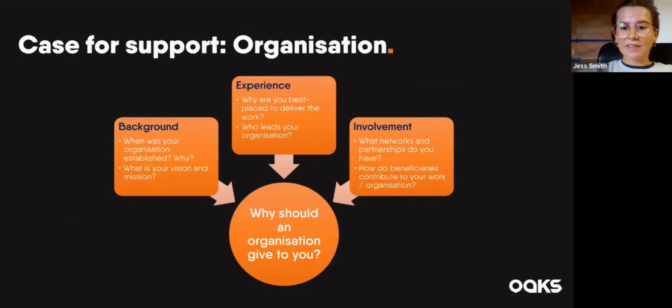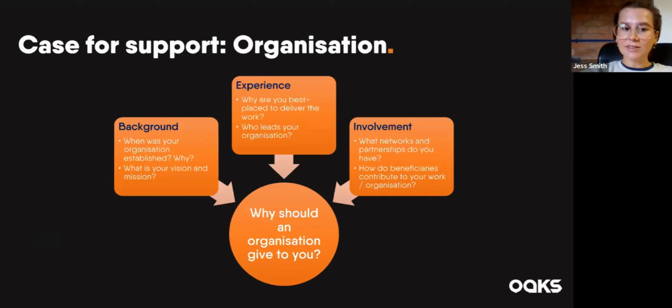So the five key things that we think are really integral for building up your case for support, the first one being your organization. Why should an organization give to you? What about your organization is interesting to the funder? The first thing to think about is the background of your organization. When were you established, and for what purpose? What's your vision and mission? Often you have to talk about your aims and objectives, and the impact and outcomes that you have on the community and the areas that you work in.